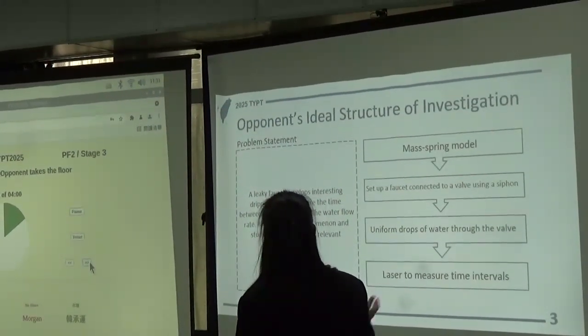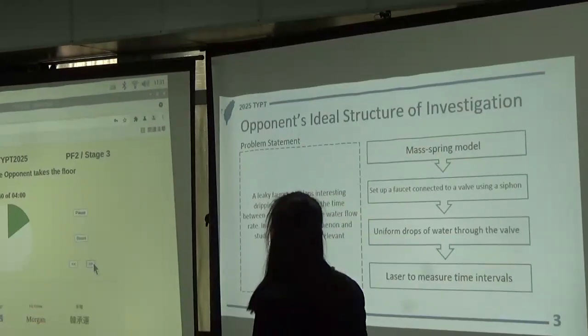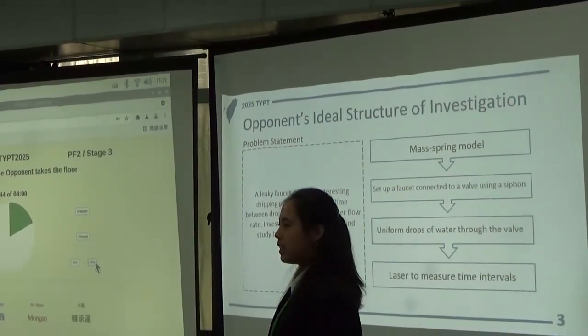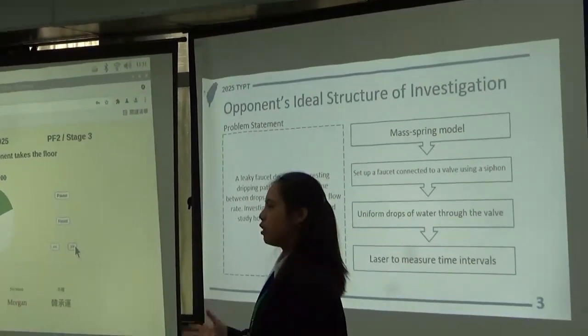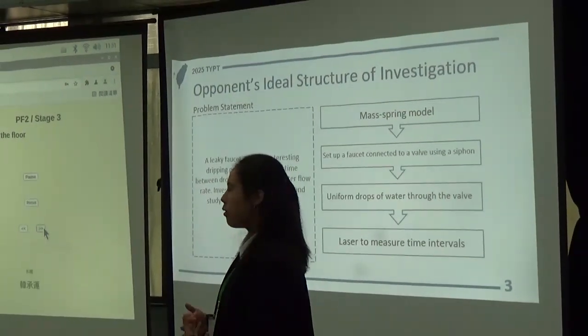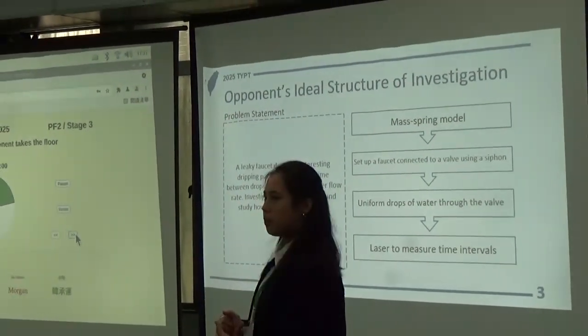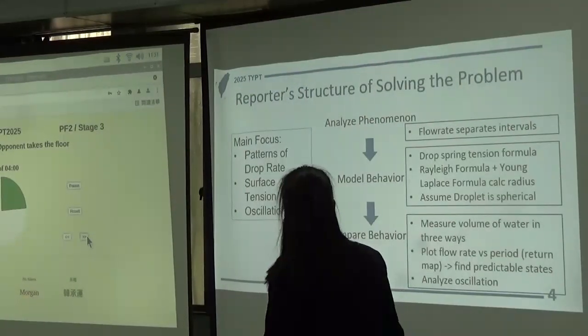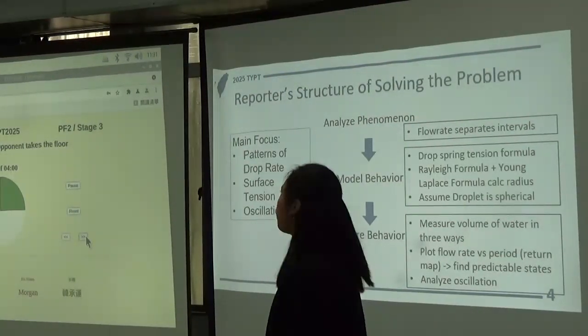So the ideal structure of investigation is to use a mass-spring model. Set up the faucet connected to a valve, which is then connected to a siphon. And then you have uniform drops of water through the valve. Then you use a laser to measure the time interval as the water is dropping. So that is the purported structure of solving the phenomenon.